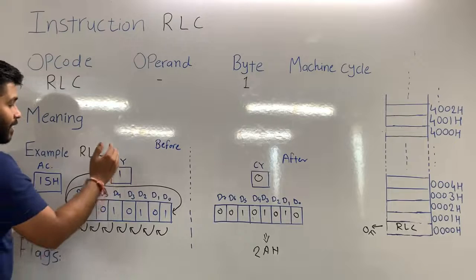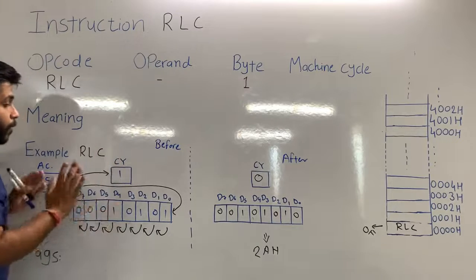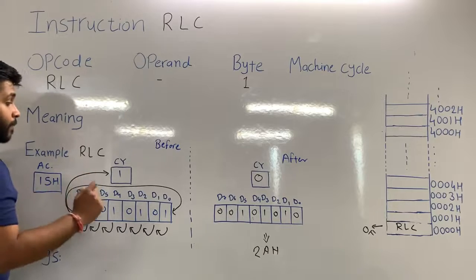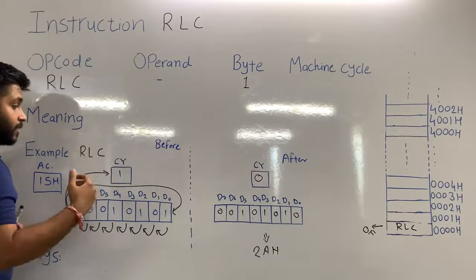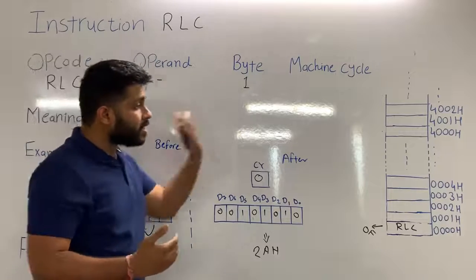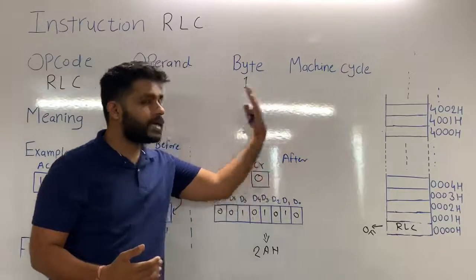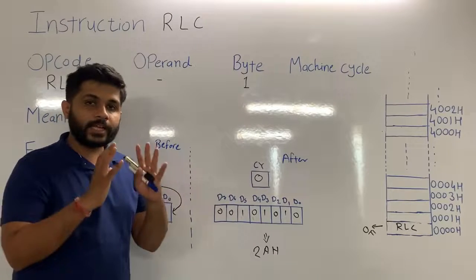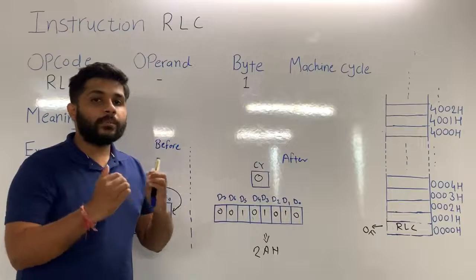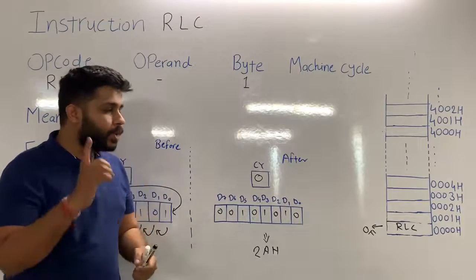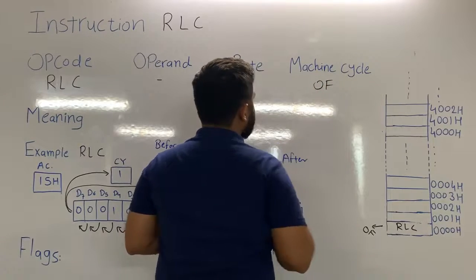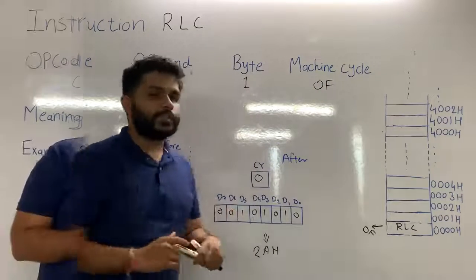If you remember, the carry flag and the accumulator both are part of the microprocessor. It means when the execution is done by the microprocessor, the processor is not storing any data in the memory or reading data from the memory. During the execution, all the changes are happening within a microprocessor. It means only one machine cycle is needed, that is opcode fetch. And this is it for this instruction.